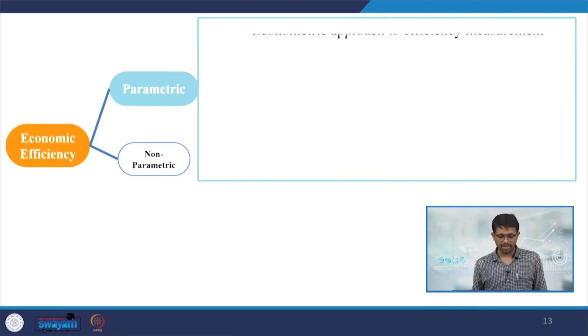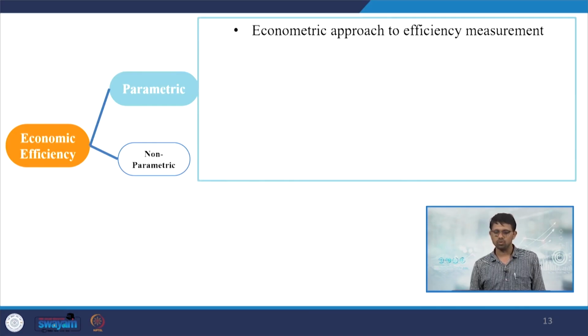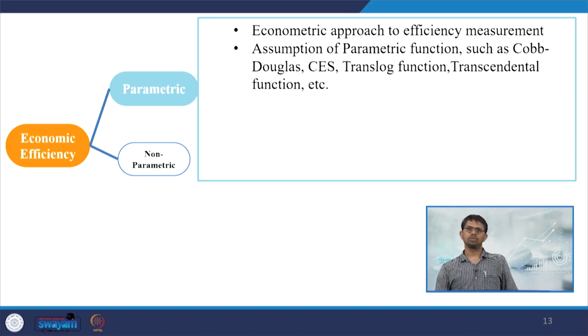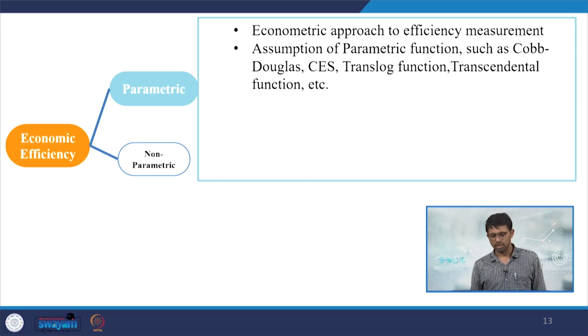Now, what is parametric? I have already mentioned. In the econometric approach to efficiency measurement, we usually assume a function, and the production function might follow Cobb-Douglas, or the constant elasticity of substitution form, or the translog function, or the transcendental function, etc. Different assumptions are taken.